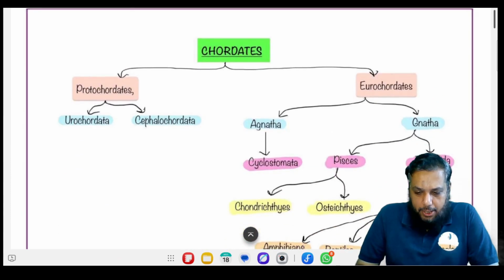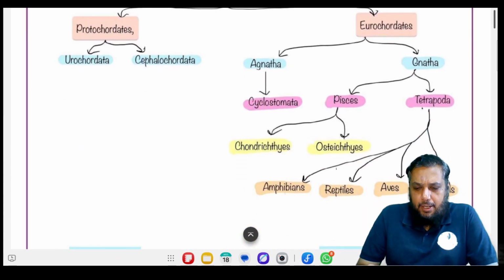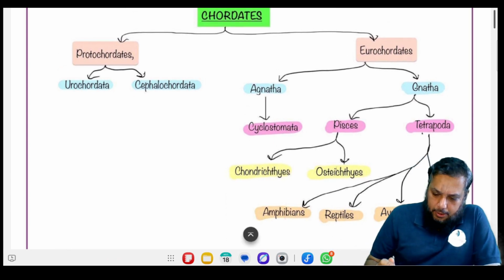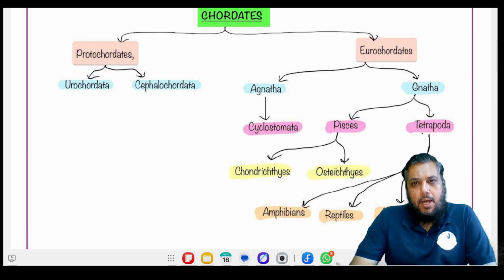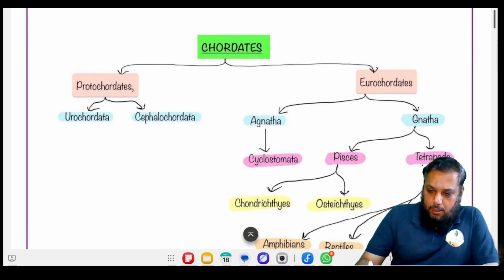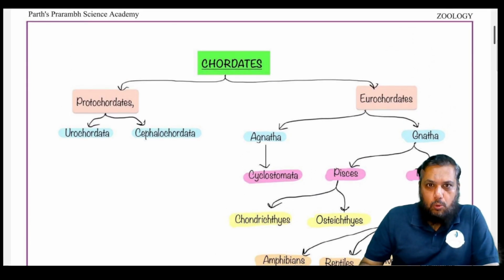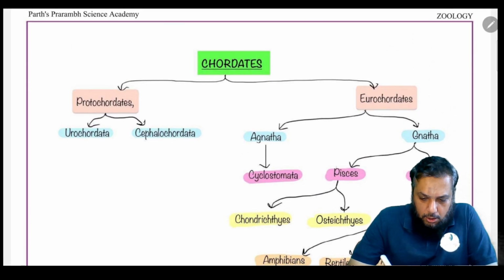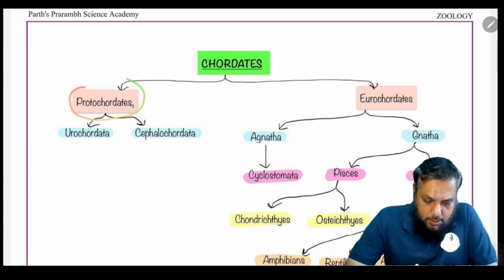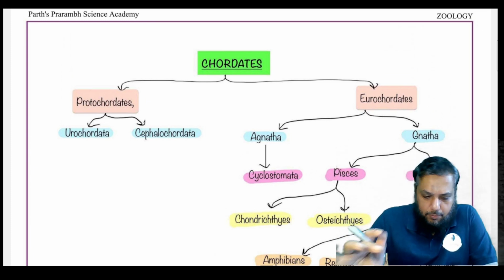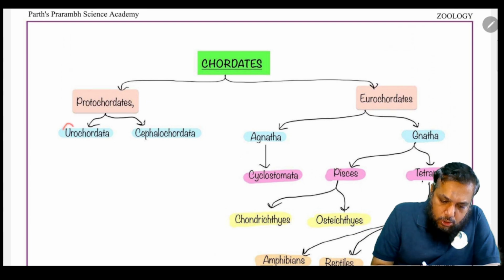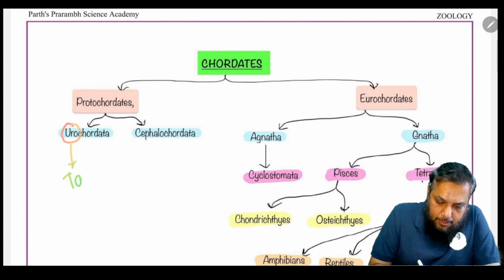The phylum chordates further is divided into two groups. That is the protochordates and urochordates. Now then, who are these protochordates? They are the ones who show the presence of a notochord at least during some stage of their life. Like, for example, urochordata shows the presence of the notochord in their tail.